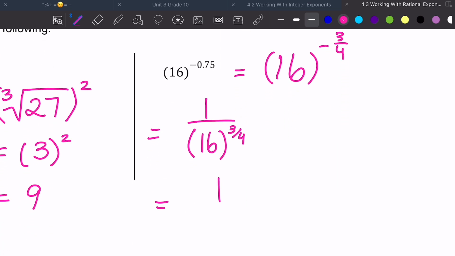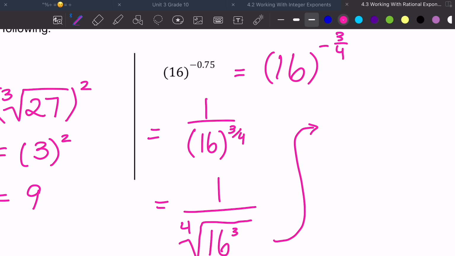So this is 1 over the 4th root of 16 cubed, we got 8. I'm going to do it step by step, Lucas. I'm not going to rush. So the 4th root of, if I do 16 cubed, this is 4,096.